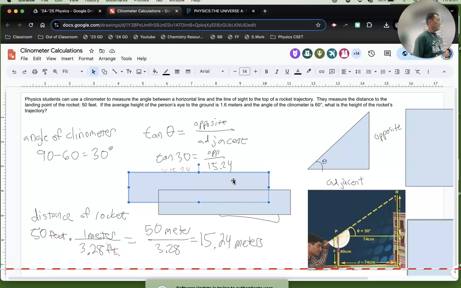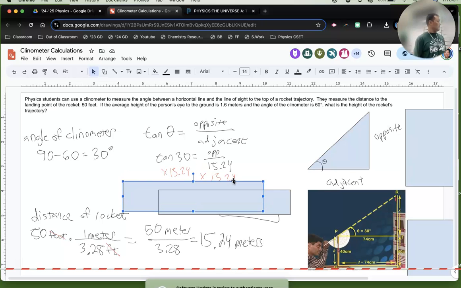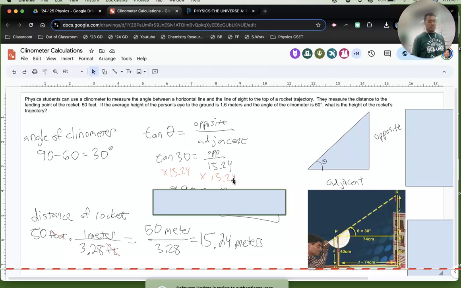Now, how do we get rid of this? How do we solve for opposite? Let's ask Bradley. What steps should we take to get opposite by itself? Give me a good guess. By what number? 15.24. Right? So just rewrite that.